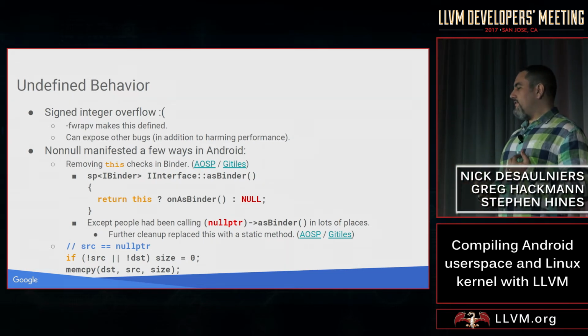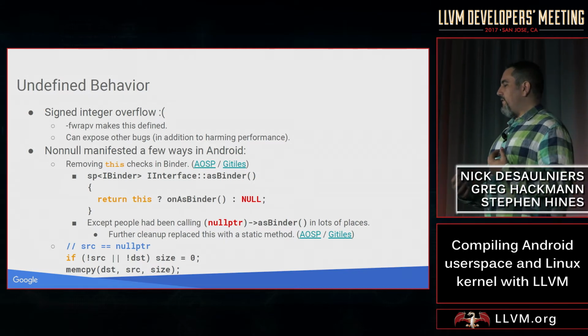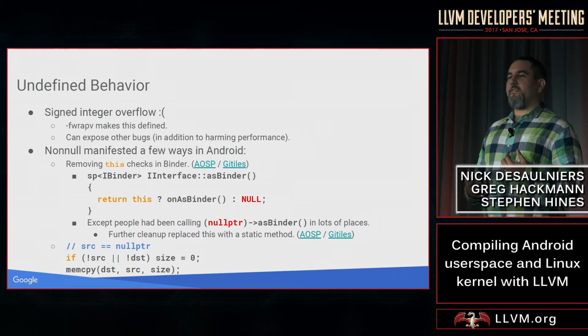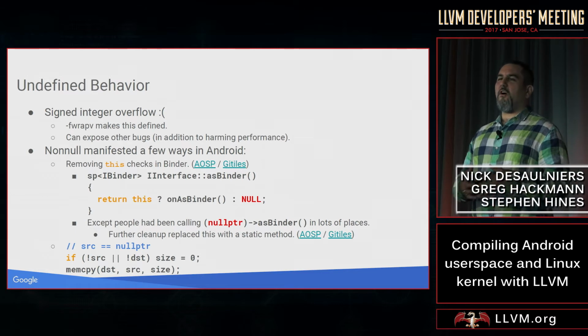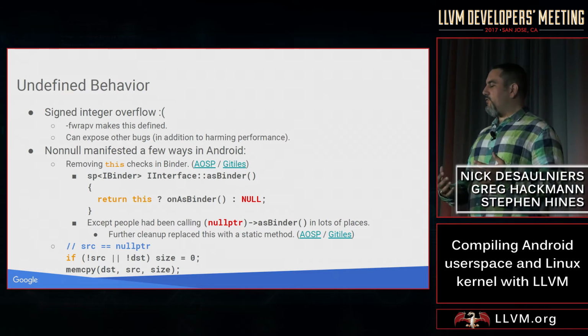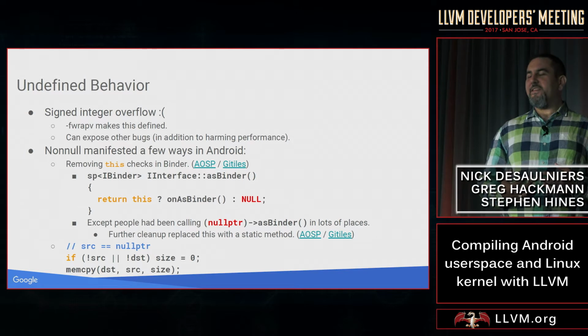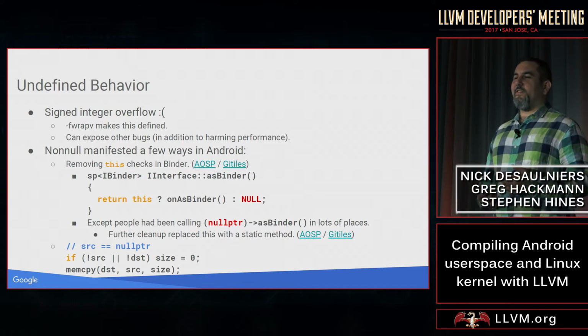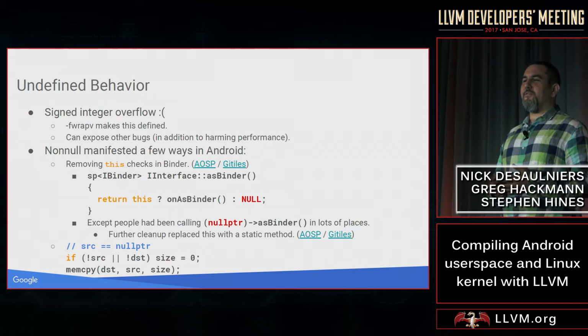Non-null was another case. This is a particularly nasty instance. Binder is an IPC mechanism on Android that's used all over the place, and it had this great method called asBinder. The problem was it looked at this pointer and said, if this is non-null, go ahead and convert this to a binder object, and if not, just return null. Well, that seems pretty sketchy.